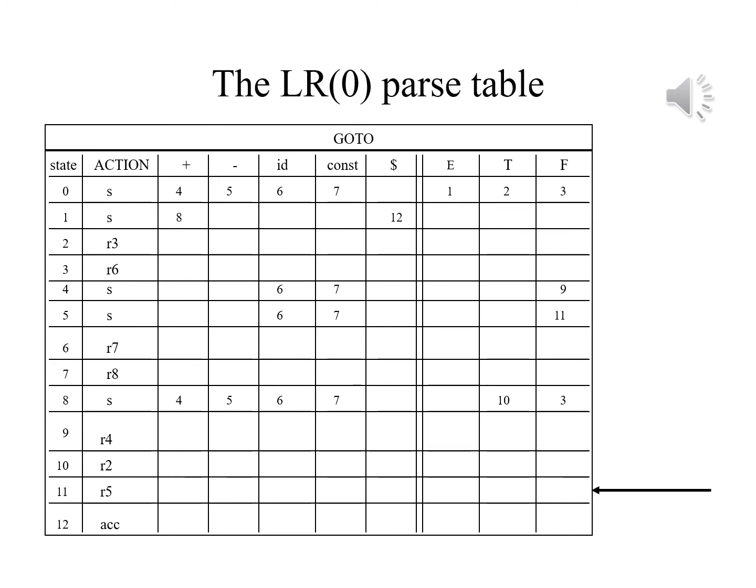State 11 has one final item. T derives minus F dot. Therefore, the action is reduce by production 5. State 12 has the ultimate final item. S derives E dollar period. Therefore, the action is accept.